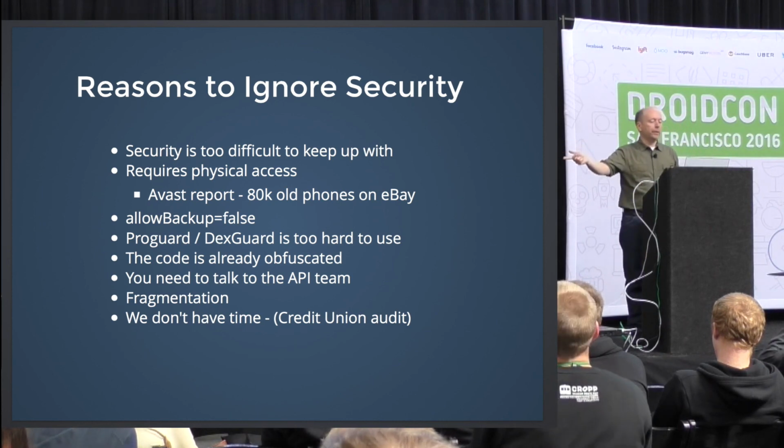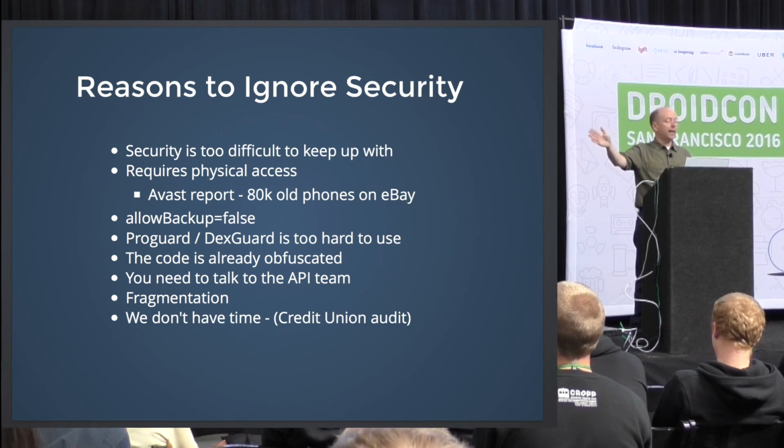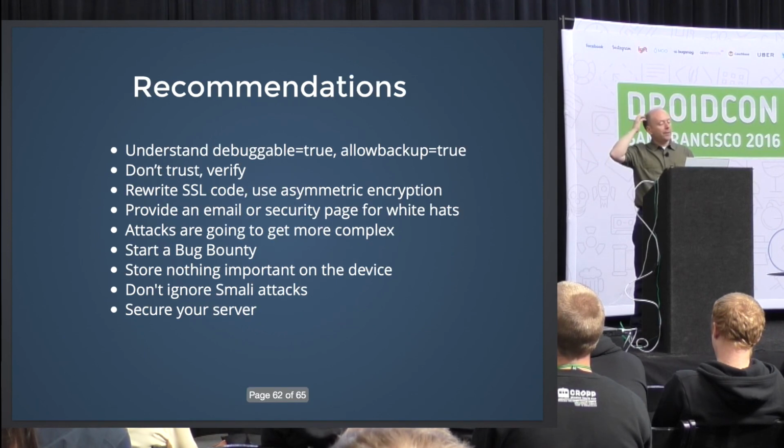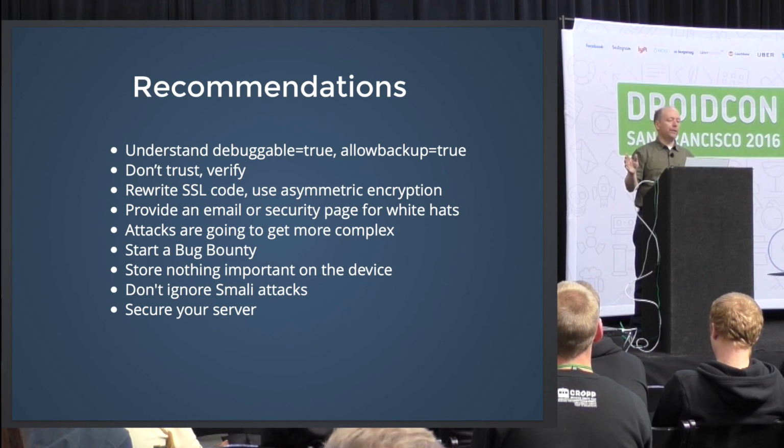Recommendations. Understand debuggable equals true. Allow backup equals true. Don't trust verify. Rewrite your SSL code to handle exceptions. Use asymmetric, not symmetric encryption. If you have an email on the Google Play, answer the emails. There's nothing more frustrating than when we send something and the emails kind of disappear into a black hole.